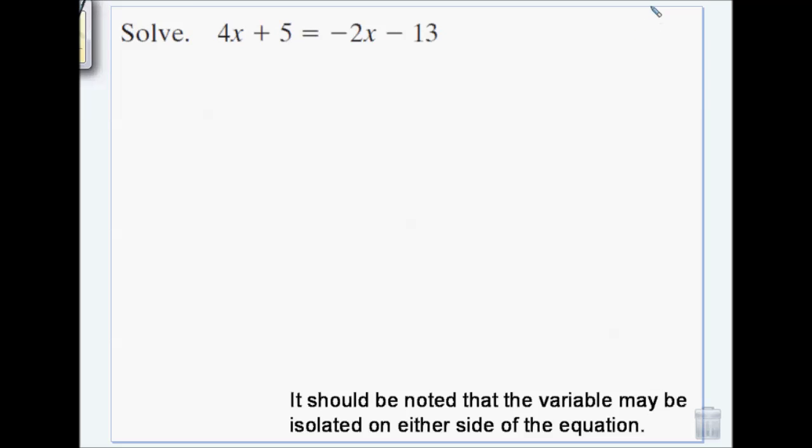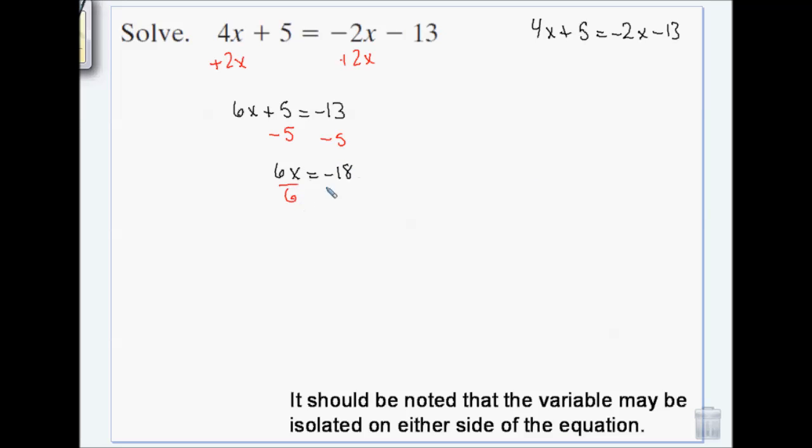I have to move all my variables to one side and all my numbers to the other. I'm going to rewrite this real quick. Okay, I can either add 2x to both sides, which will give me 6x plus 5 is equal to negative 13. And then I can subtract 5 from both sides, which gives me 6x equals negative 18. And then I divide by 6, which gives me x equals negative 3.